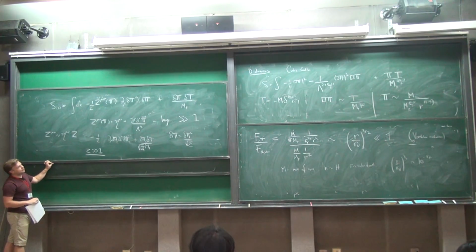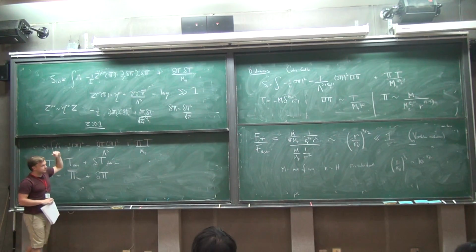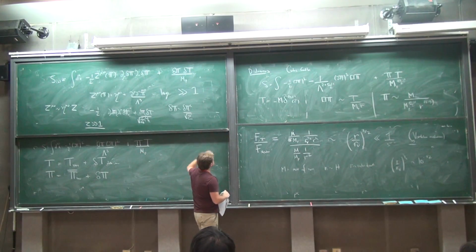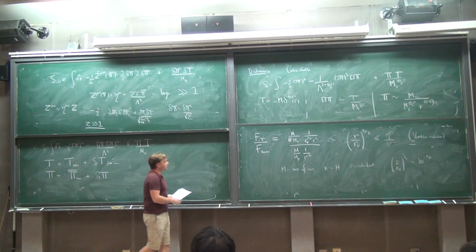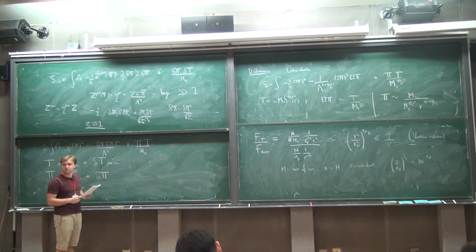So I'm going to end there. And next time I'm going to discuss how this arises in actual four-dimensional massive gravity theories, and then go on to discuss various other features about the Galileon models. So, are there any questions on this? Yeah.